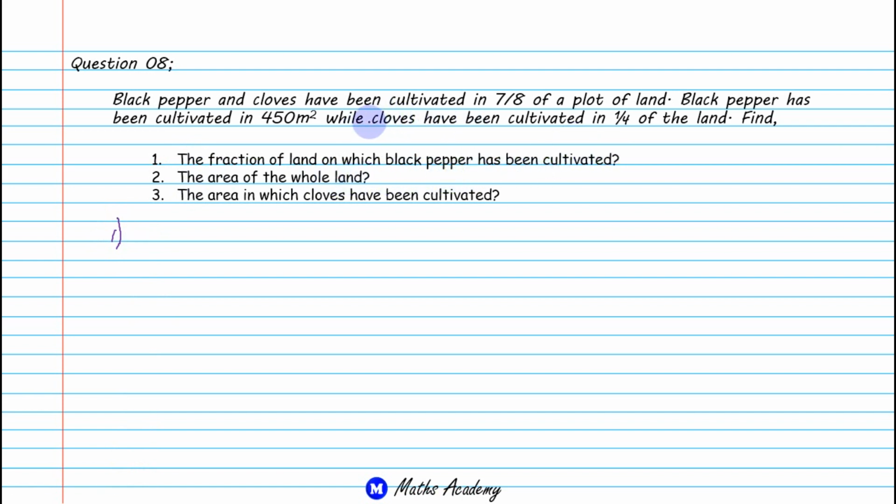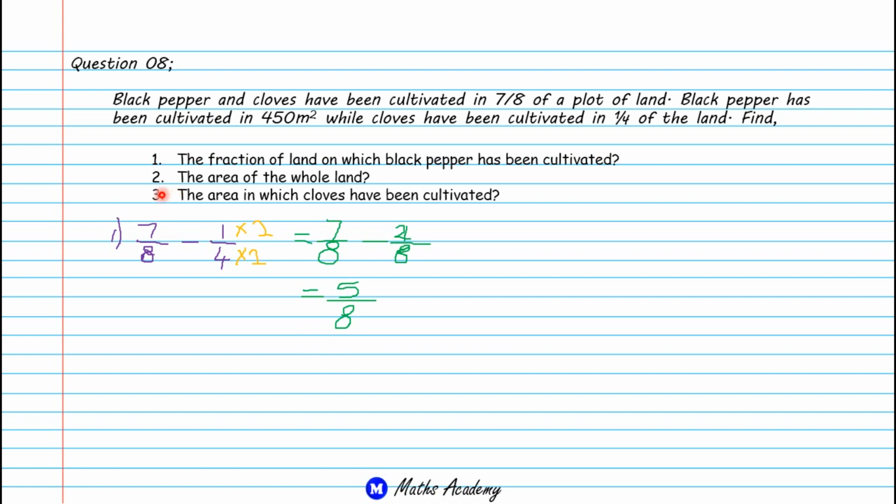The first question. It says the fraction of the land on which black pepper has been cultivated. So 1 over 4 is used for cultivating cloves. So black pepper is 7 over 8, because from the total land they have only used 7 over 8 to cultivate black pepper and cloves. So 7 over 8 minus 1 over 4 equals 5 over 8. So 5 over 8 is the fraction that is allocated for cultivating black pepper.